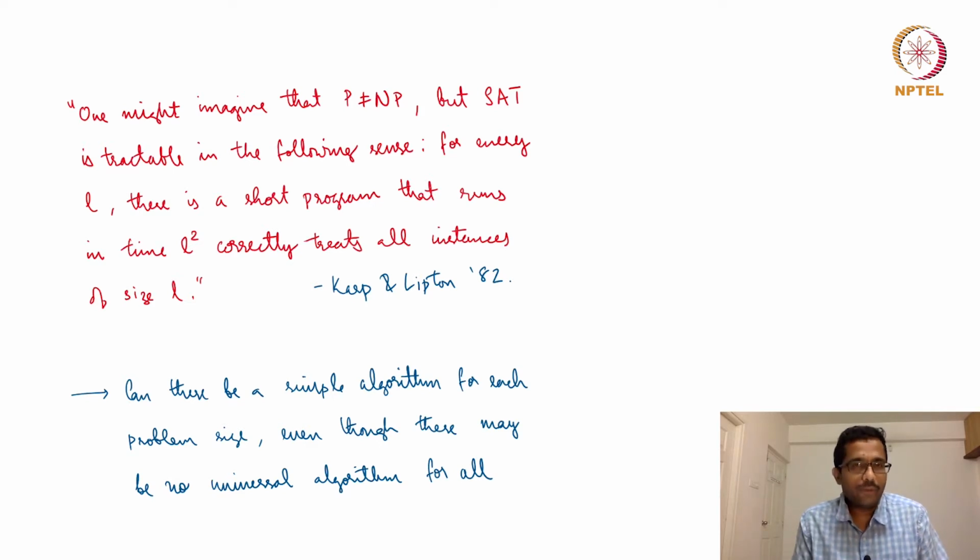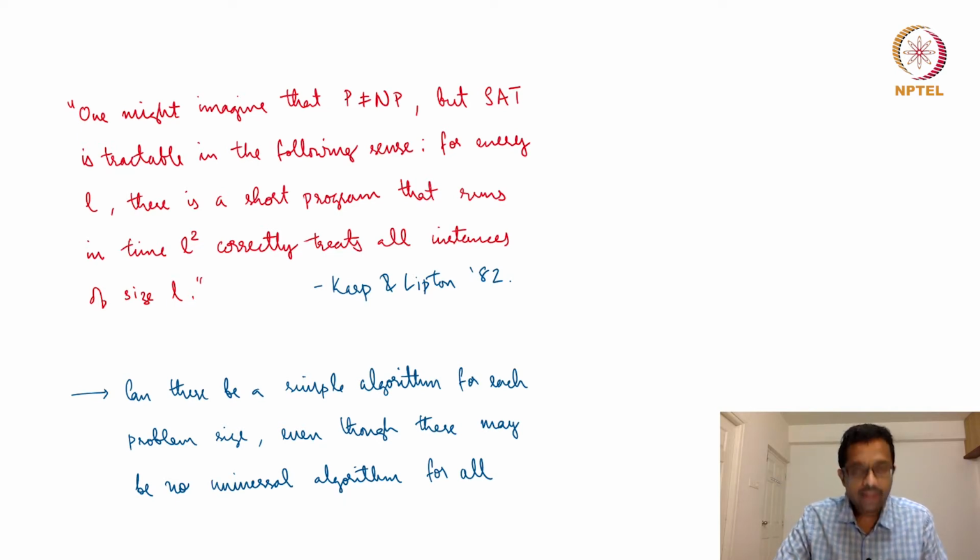So in 1982, there was a paper by Richard Karp and Richard Lipton, where they made the following quote. They said that one might imagine that P is not equal to NP, but SAT is tractable in the following sense. For every L, there is a short program that runs in time L squared and correctly treats all the instances of size L.